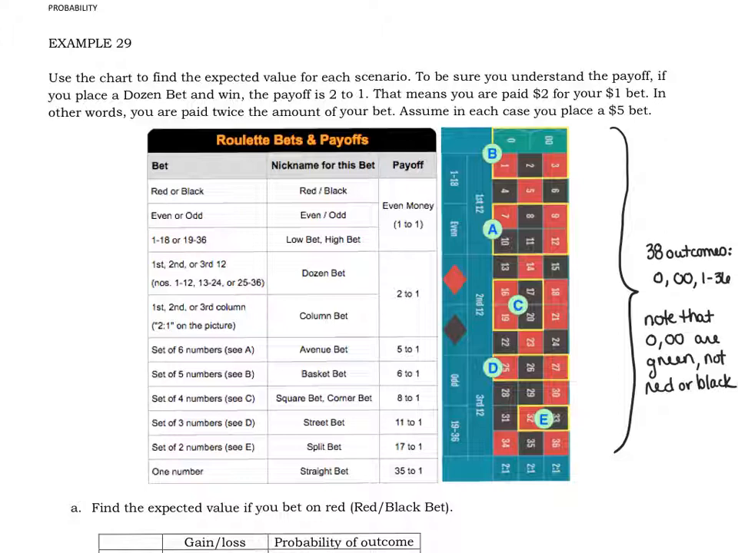And 0 and double 0 are on green. They are not a red or a black number. And all the different kinds of bets you can place are listed right here in this table. And these are the ones we're going to be looking at.